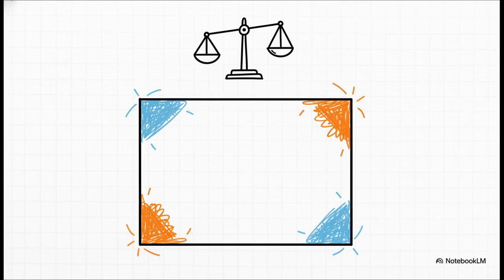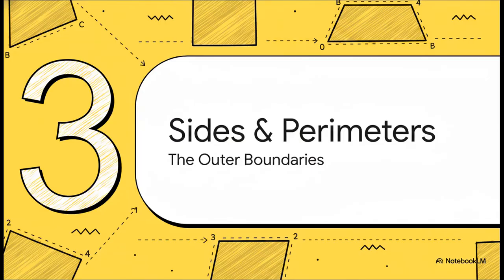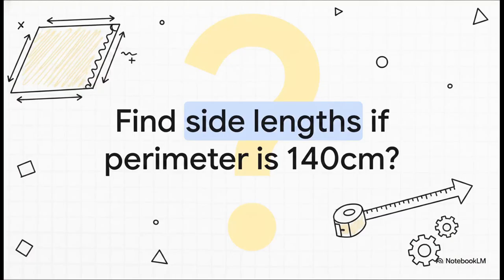It's awesome. Up next, section 3, sides and perimeters. Let's explore the outer boundaries. Let's step outside the shape for a minute and look at a totally new scenario. We know the total outer boundary, the perimeter, is 140 centimeters. We're also told one side is 10 centimeters longer than its adjacent side. So how do we unlock this puzzle when we don't actually have a single specific length?